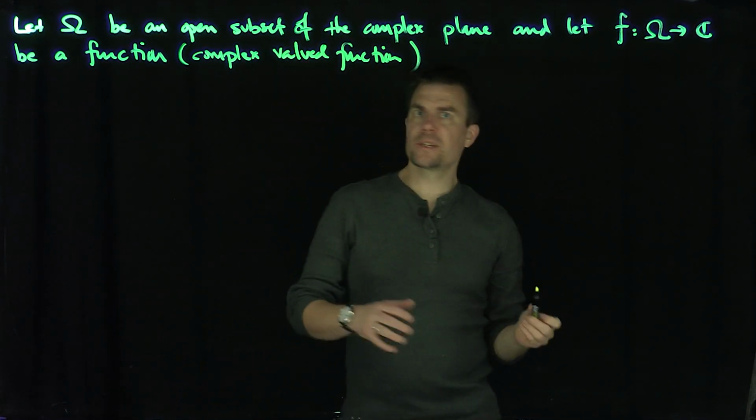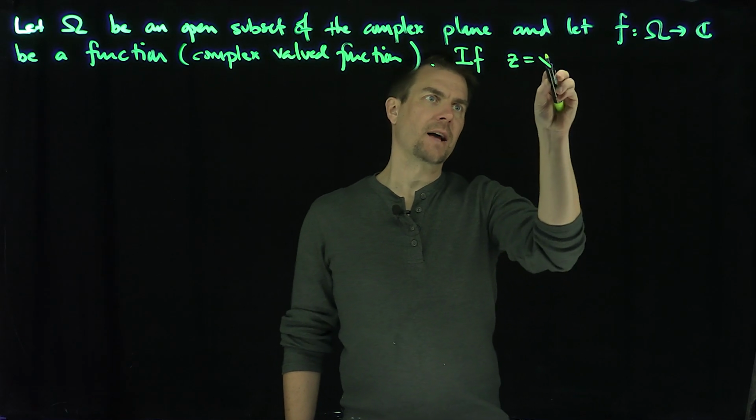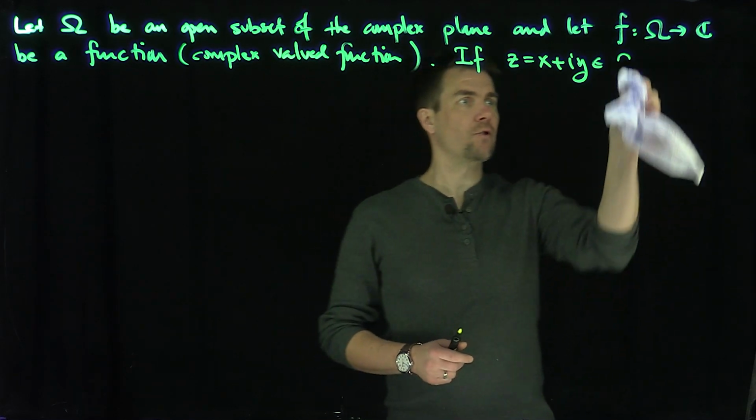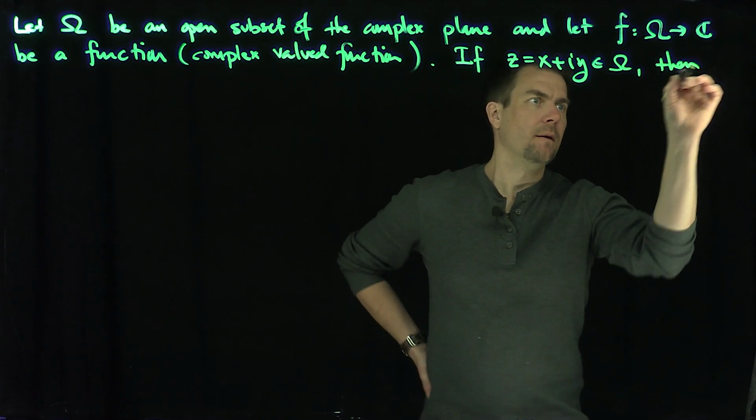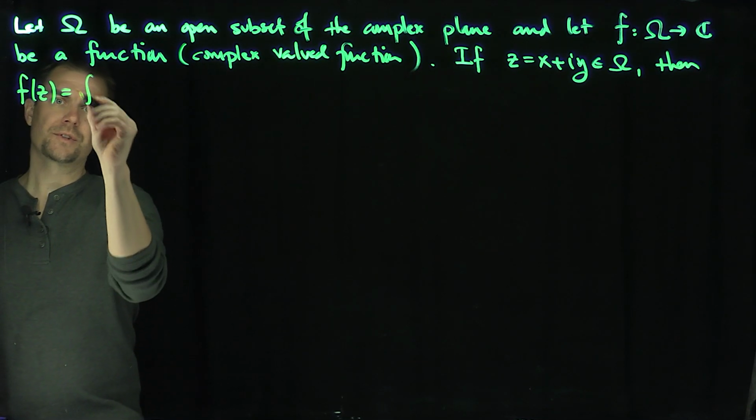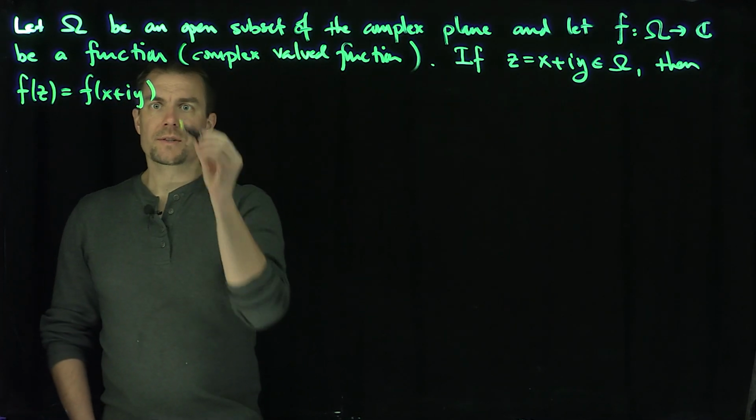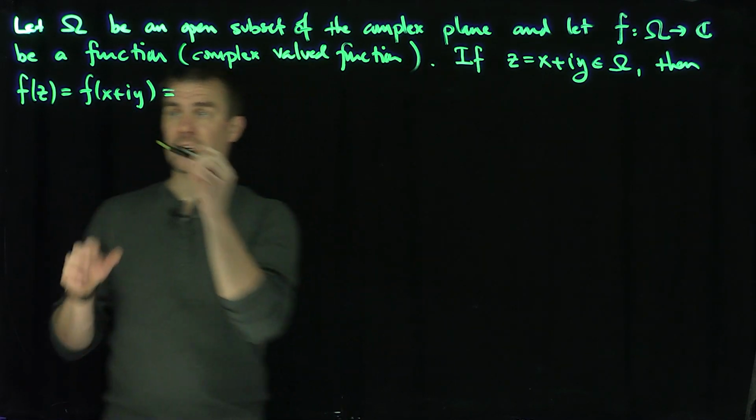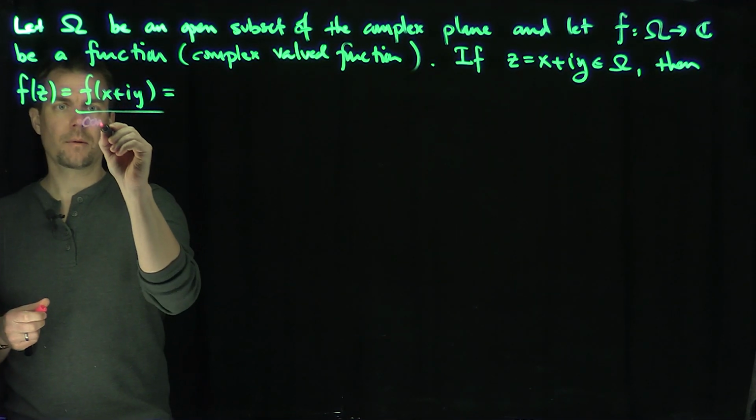And so what's the idea? The idea is if I give you a point, so if z is x plus iy, is in the set omega, then f of z, which is f of x plus iy, is going to be equal to some function. It's going to be a complex number.